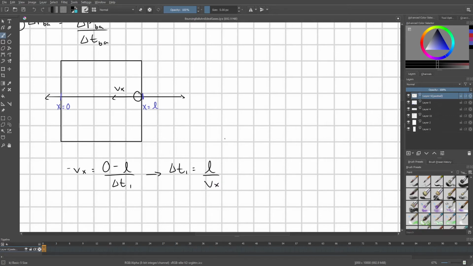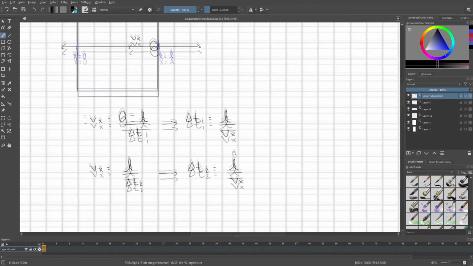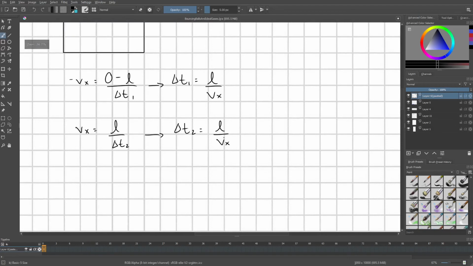And then our second situation is just going to be the ball returning back to the wall again. And so all that would be is just our signs basically switched, and we would get a positive Vx equals L over delta t2, I'll call that. And so I get that delta t2 equals L over Vx. So for our total change in time for the ball to return back to the wall and collide with it again, we get that delta t BA equals delta t1 plus delta t2, which equals 2L over Vx.